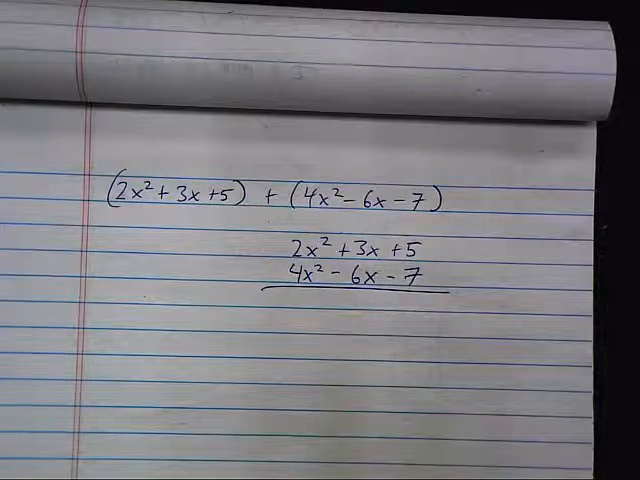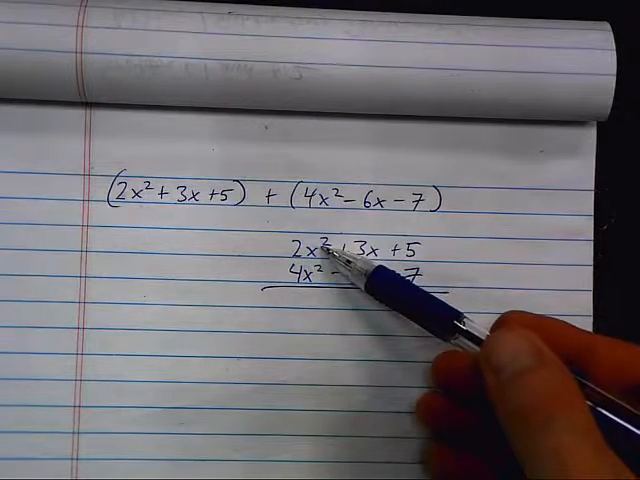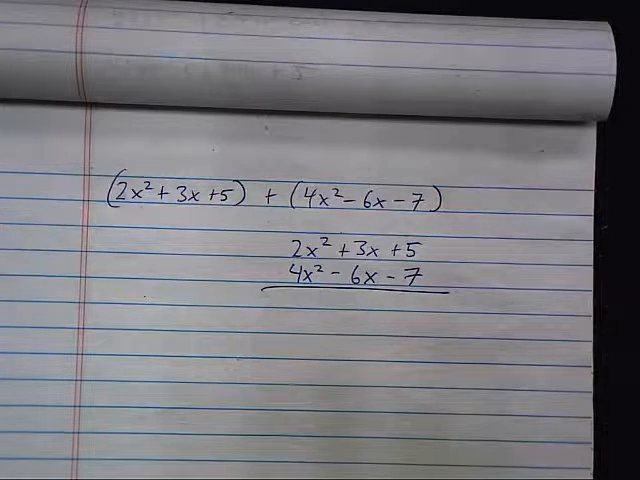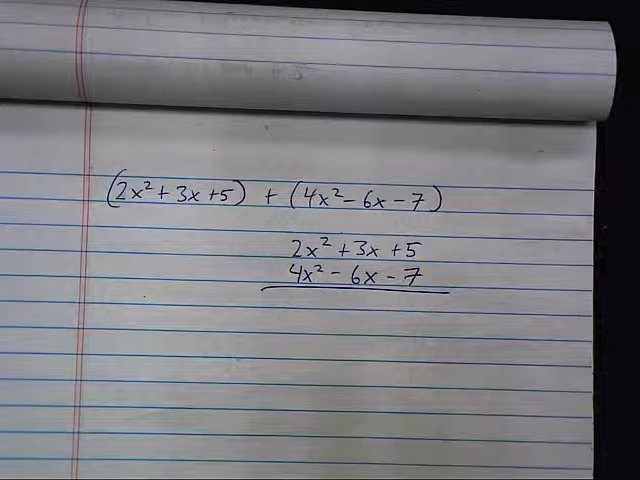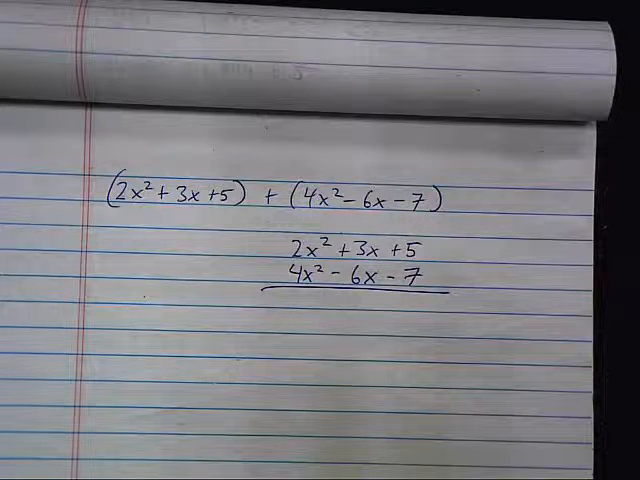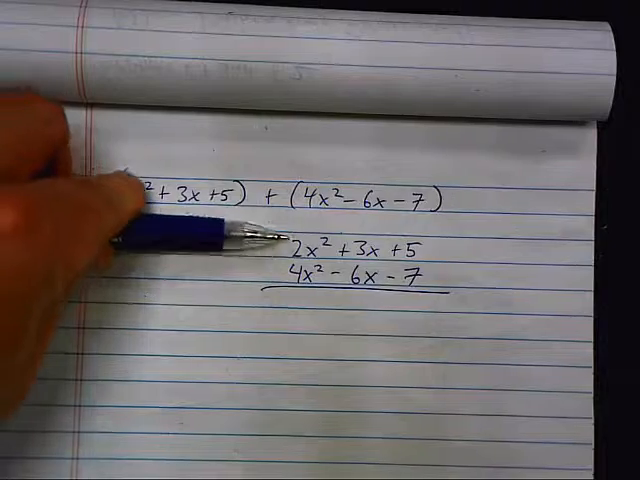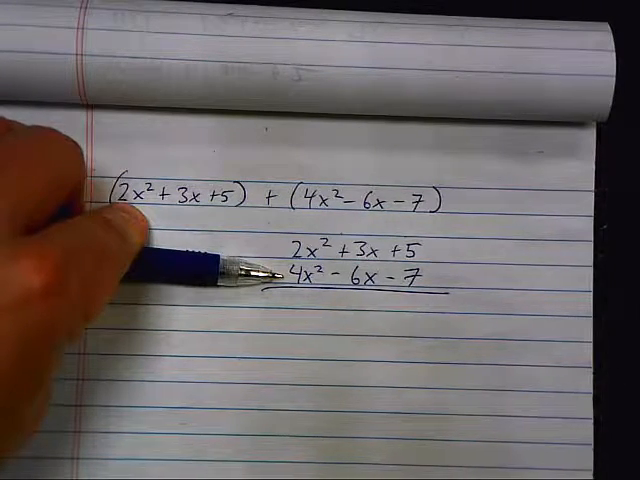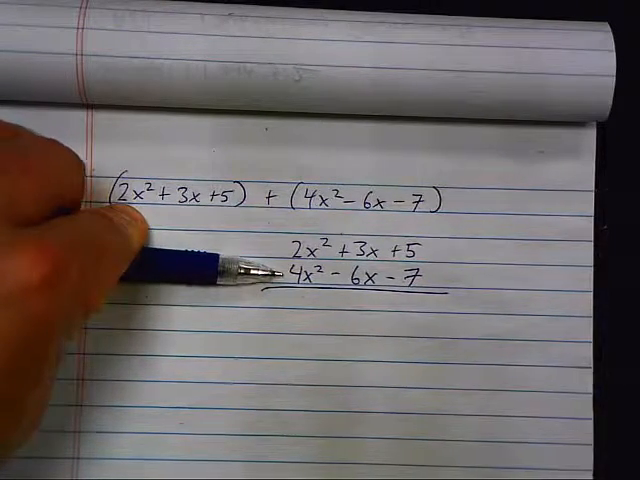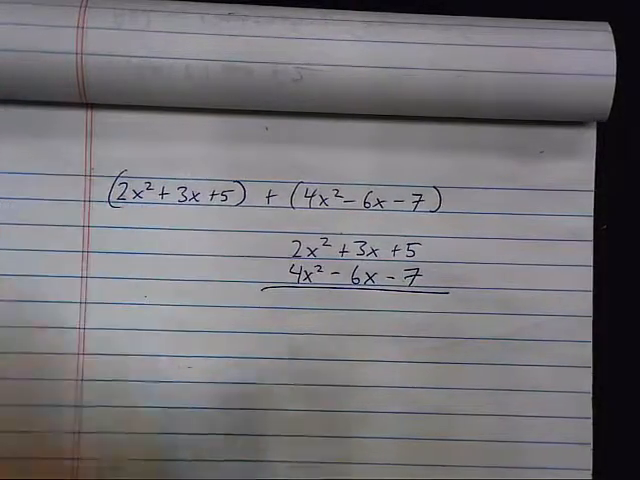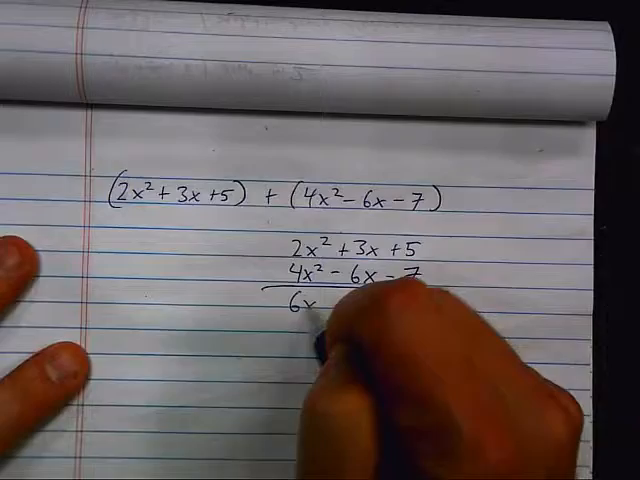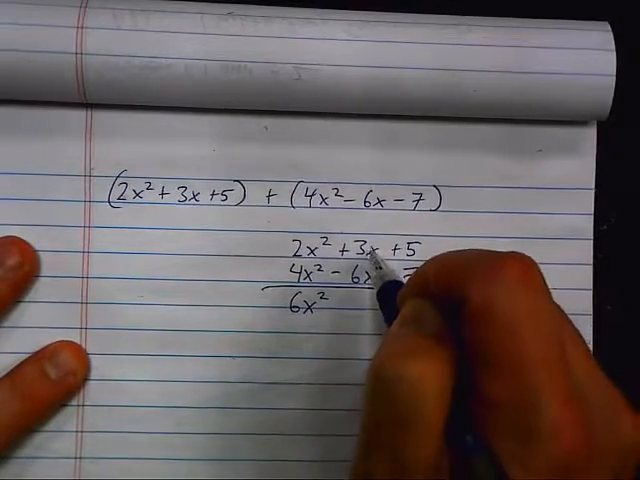Add them vertically. So what do you get when you add them vertically? What's 2x squared plus 4x squared? 6x squared. The powers don't change? It's not 6x to the 4th? No. How come the powers don't change? I'm not multiplying, I'm just adding. If I had 2 apples and 4 apples, you would tell me it's 6 apples, not 6 apples squared or something, right? The apples don't change. 2 things plus 4 things is 6 things, so that's 6x squared. What's 3x minus 6x?